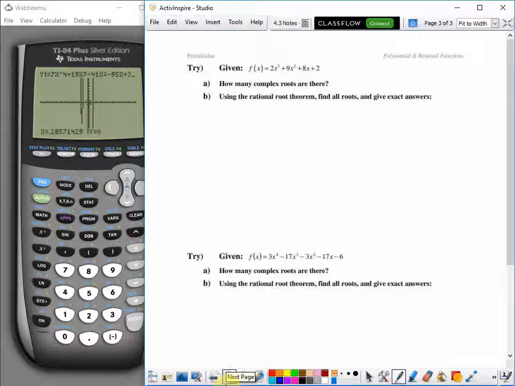Go ahead and pause the video and try the next problem. So this problem has a degree of 3, which means there are 3 complex roots. Okay, so now we need to find Q and P. So Q is all the factors of the lead coefficient, 2, which is 1 and 2. And P is all the factors of the constant term, which is also 2.